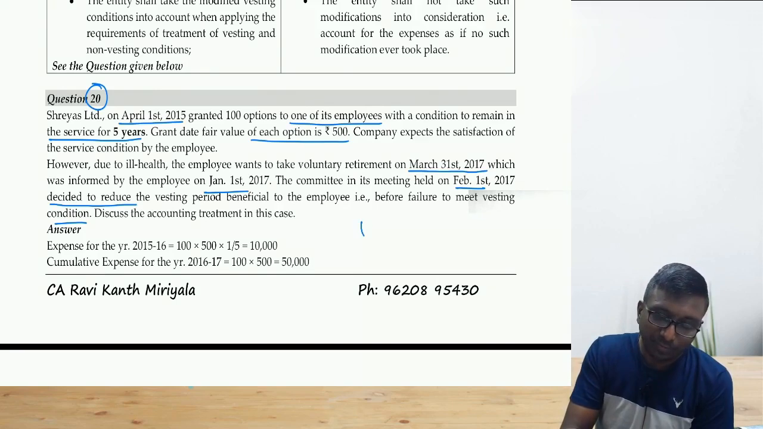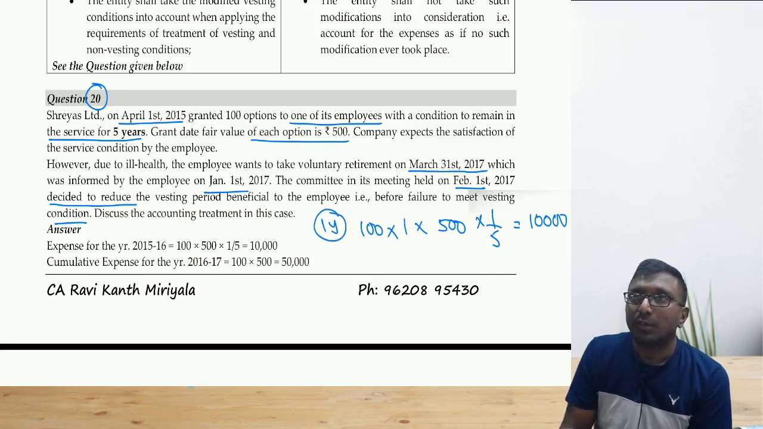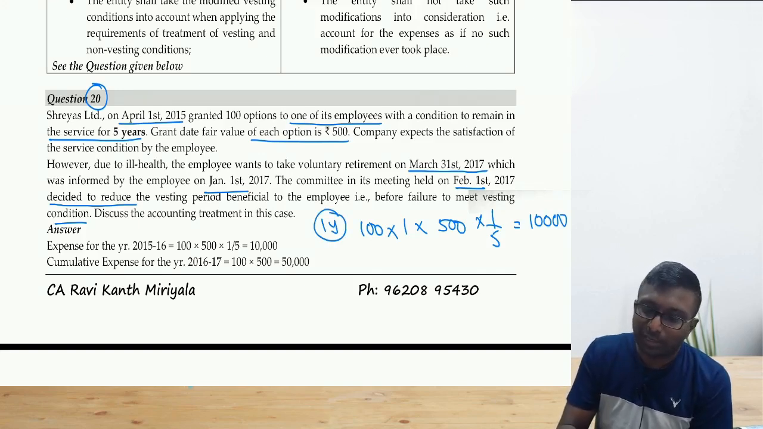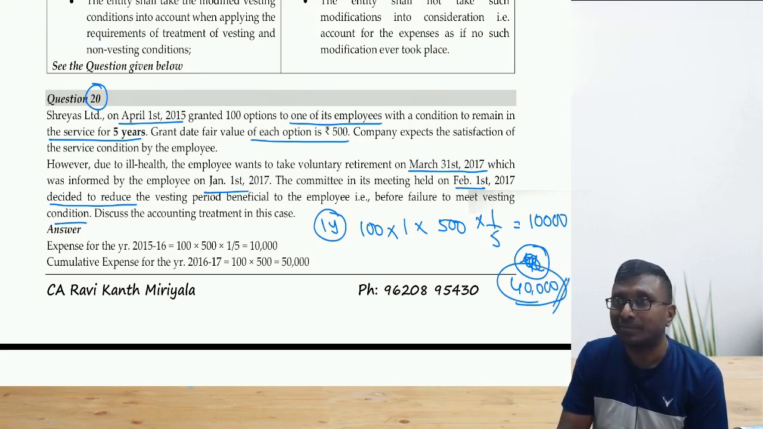Tell me. One employee, 100 options. How much is the number per option? 500. Correct? Into 1 divided by 5. That is equal to what? How much is the number? 10,000. This is for the first year. Only one employee. Then automatically the balance is 40,000. Correct? Yes. The entire 40,000 you will be charging in the next year. Am I right? Obviously.